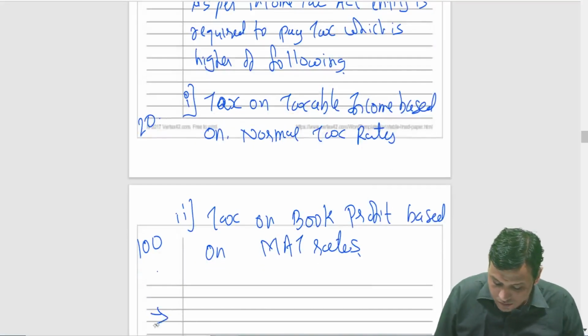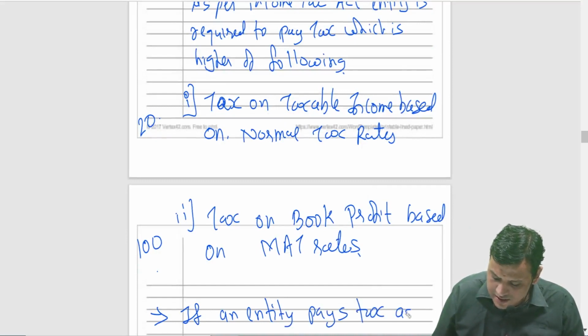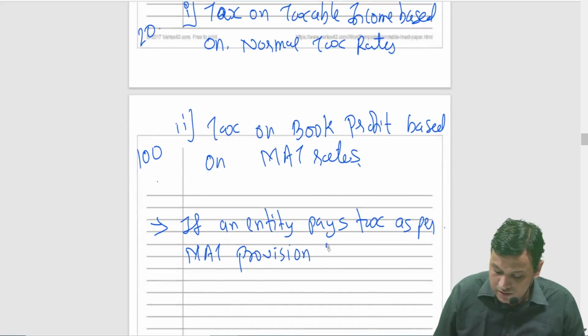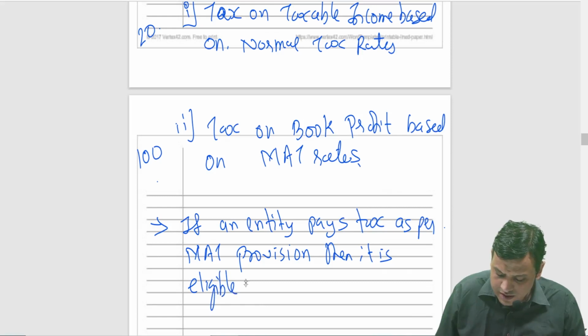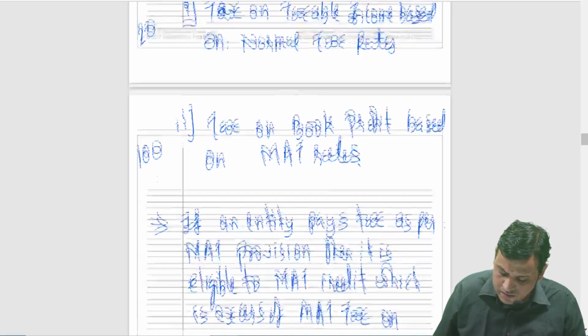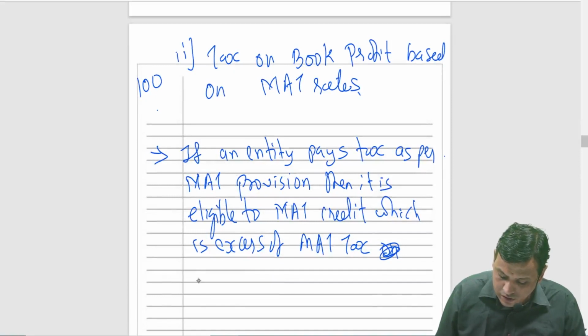Now, if an entity pays tax as per MAT provision, means 100, then it is eligible to MAT credit, which is the excess of MAT tax over normal tax.